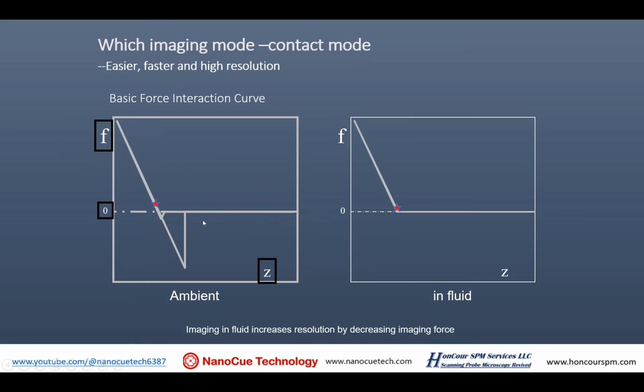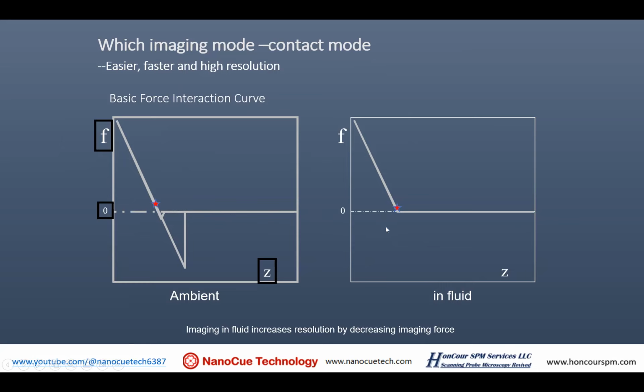The working point or set point is always a point on this tilted line where the feedback will maintain the tip-sample height. So the measured force is matching this set point. The force curve on the left is the force curve when you measure it in air. The one on the right is when you do the force curve in liquid.